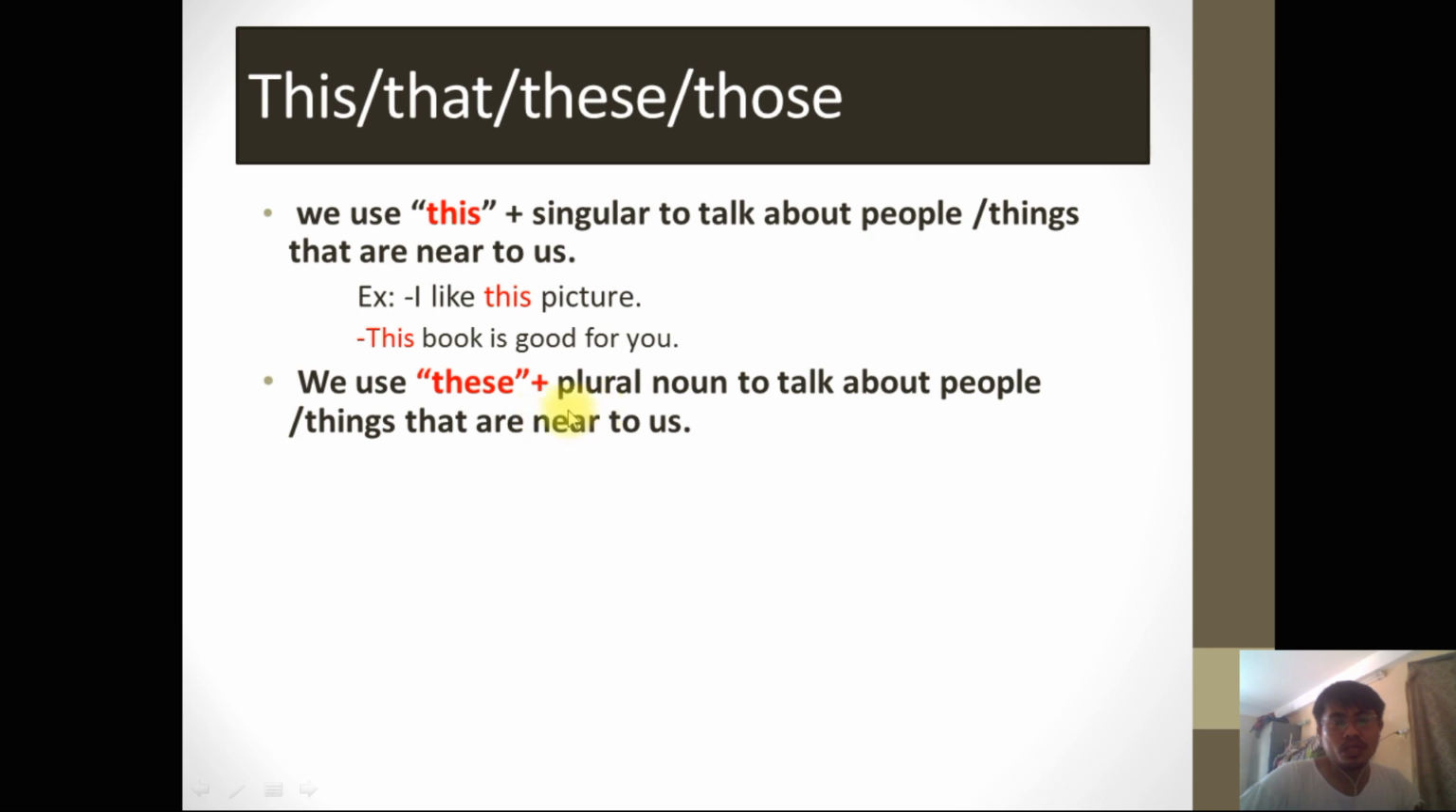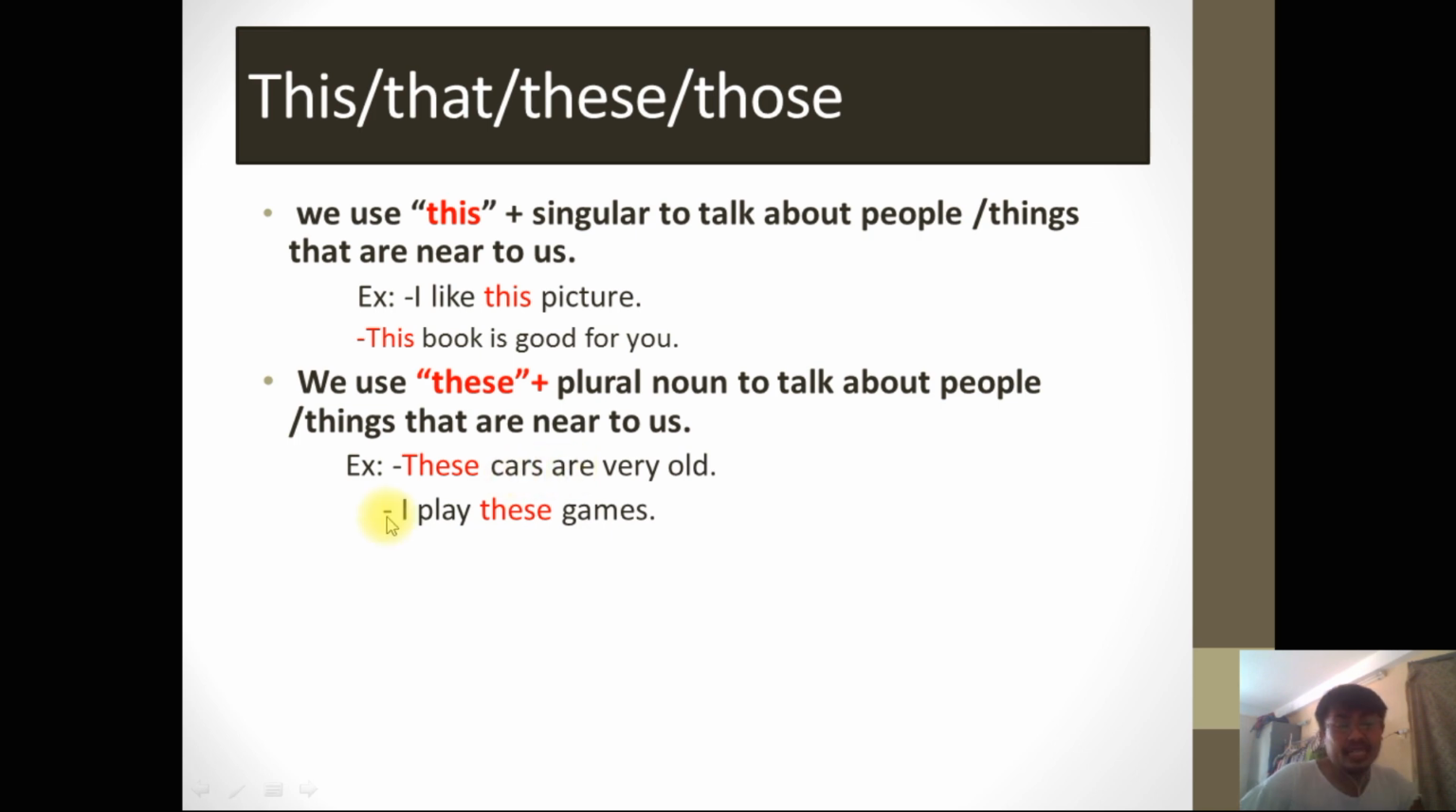Now look at the examples. Two examples as well. The first example: these cars are very old. Look at these cars with S, because after these we need to use a plural noun, and these cars are near to us.